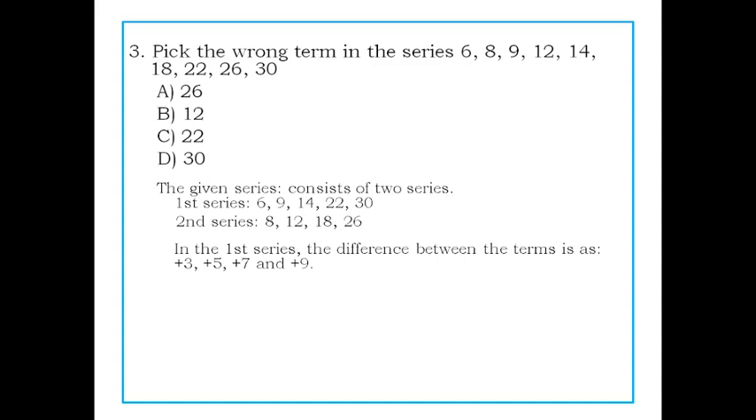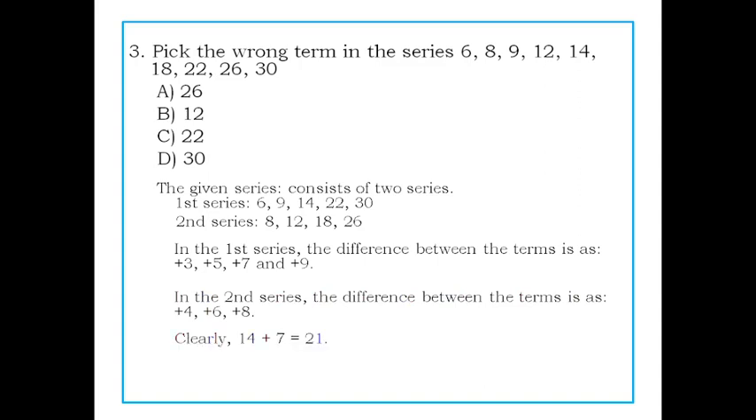So let's also go for the second series now. In the second series, 8 plus 4 we got 12, 12 plus next even number 6, 18, 18 plus next even number 8, that is 26. So all the numbers are correct in the second series.